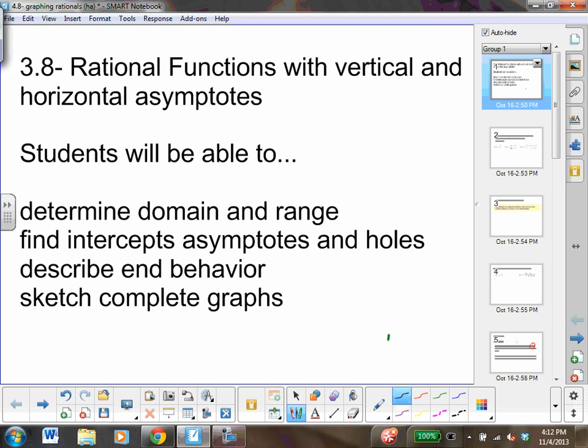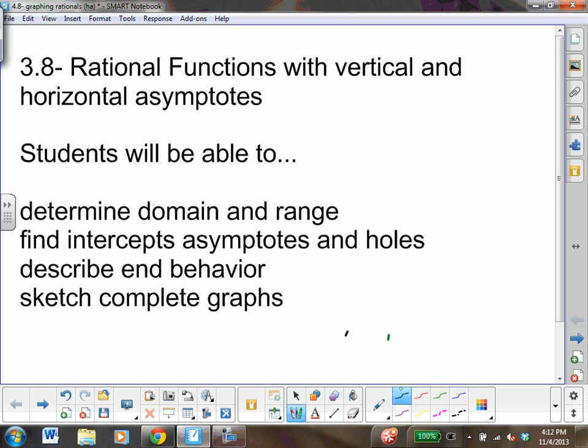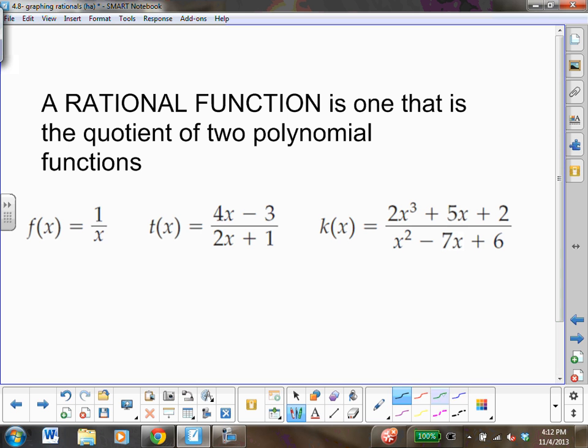All right, class, today we're studying section 4.8, rational functions with vertical and horizontal asymptotes. We're going to be able to determine domain and range, find intercepts, asymptotes, and holes, describe end behavior, and sketch complete graphs. A rational function is one that is a quotient of two polynomial functions. In general, it means that I have an x in the denominator of my fraction.